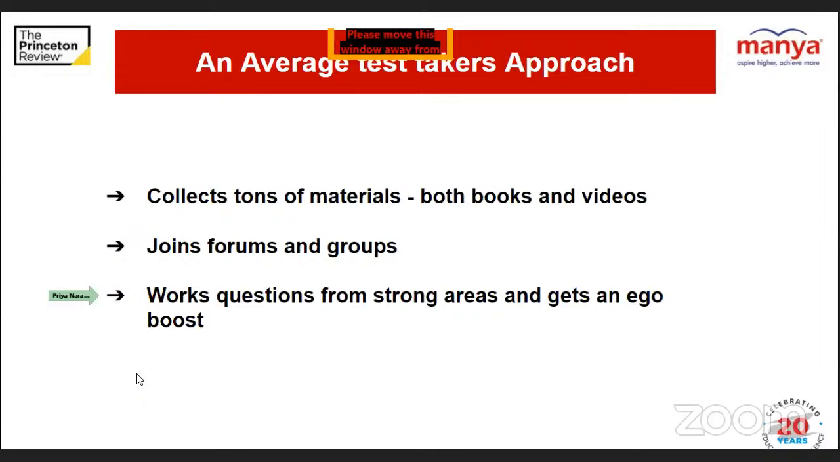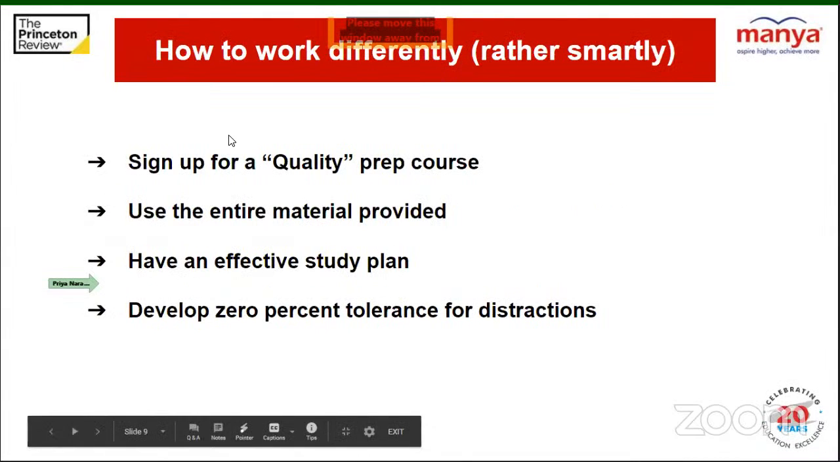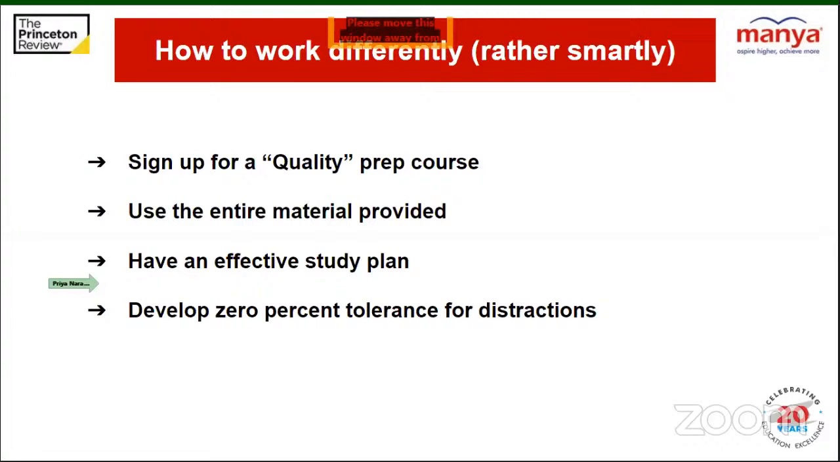So, what is the big difference between an average test taker and the smart one? They do things differently. They're not learning different things. They're just doing things in a slightly different or slightly smarter way. So, what will such a person do? What will a smart test taker do? The first step would be to sign up for a quality prep course.